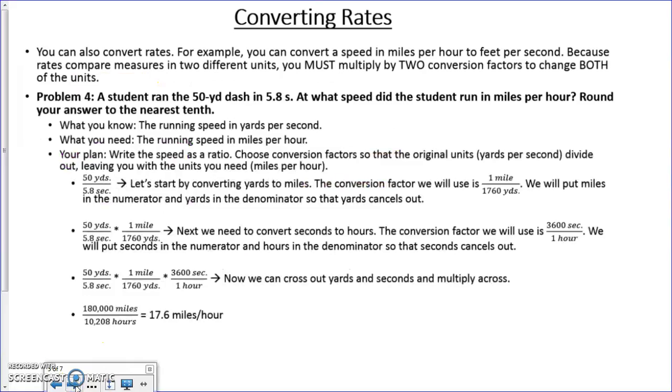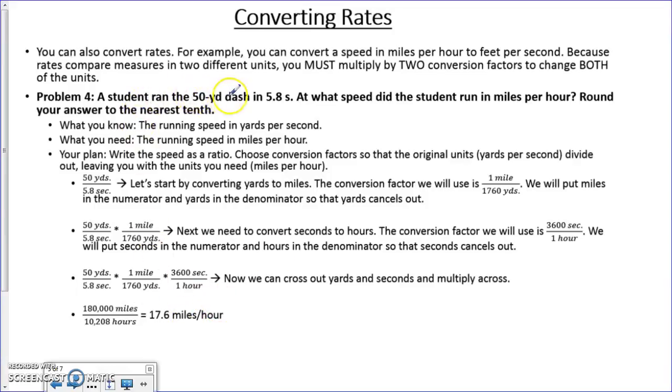You can also convert rates. For example, you can convert a speed in miles per hour to feet per second. Because rates compare measures in 2 different units, you must multiply by 2 conversion factors to change both of the units. Again, this problem is very detailed, so I'm just going to run through it pretty quickly, but we will spend a lot of time tomorrow, and I'll show you in the sample problem later on how to do it.